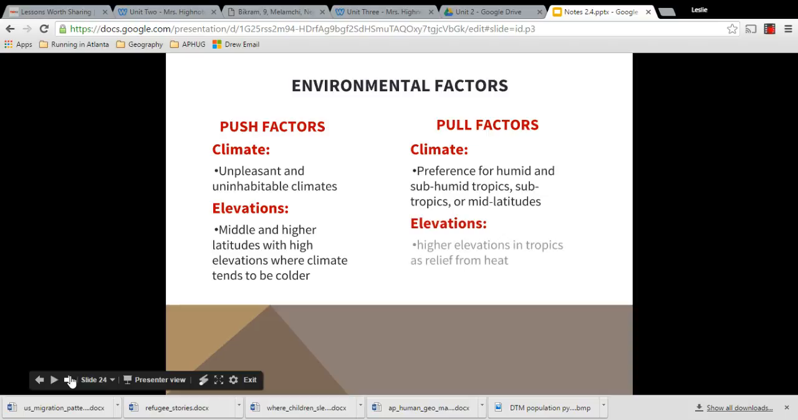Pull factor elevations: higher elevations in the tropics will pull people because it's relief from the heat. An example of this would be if you visit the Blue Ridge Mountains in North Carolina in the summer, you get a break from the heat and humidity, so that attracts people to that area.